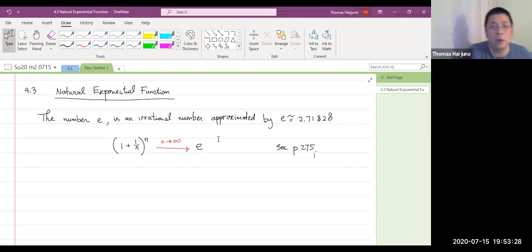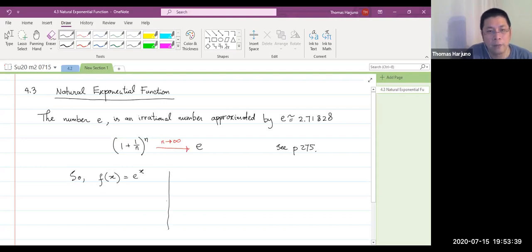So what happens with the exponential function? f(x) equals e to the x will have similar behavior to 2 to the x or 3 to the x. In fact, the graph will be between 2 to the x and 3 to the x. The y-intercept is (0, 1). The coordinate here is (1, e), and the coordinate here will be (-1, 1 over e).